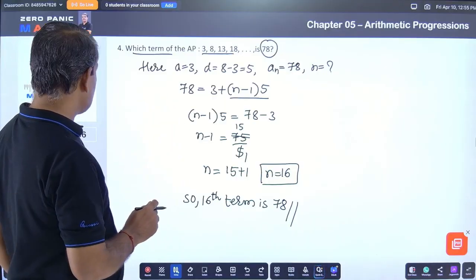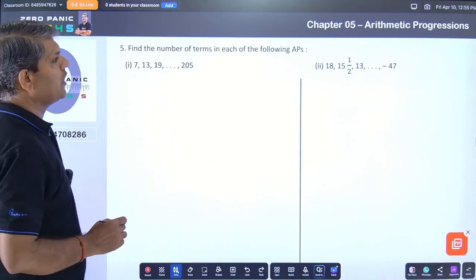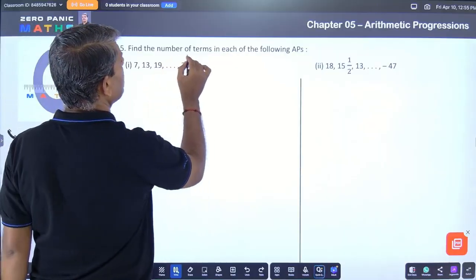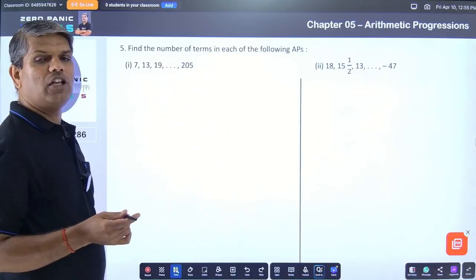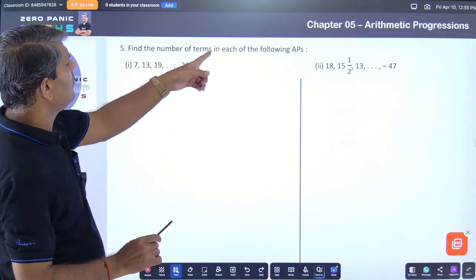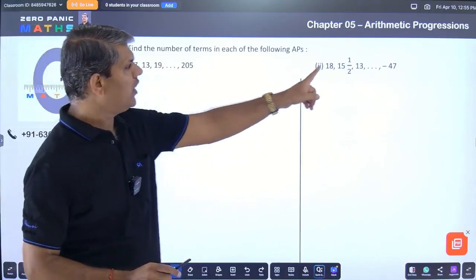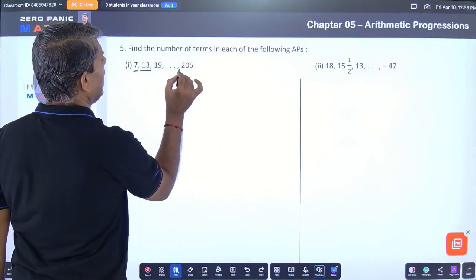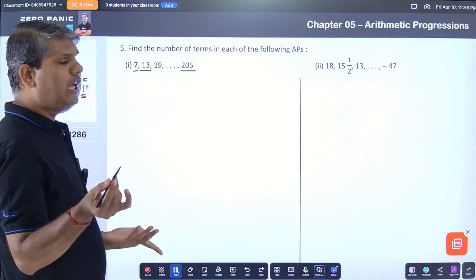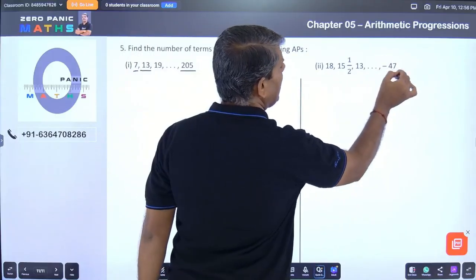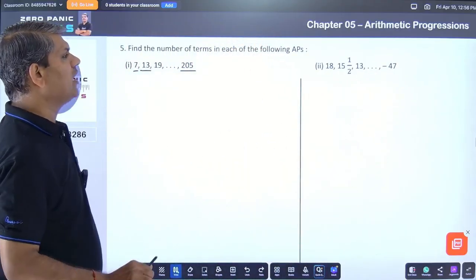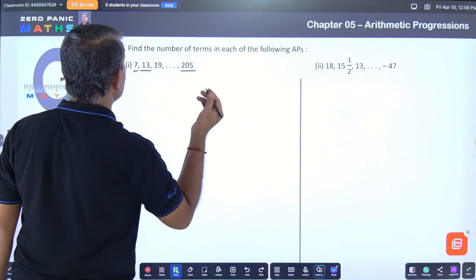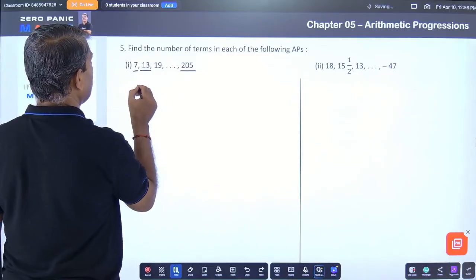Now let us quickly move to the fifth problem. Again we are encountered with two problems here. Find the number of terms in each of the following arithmetic progressions. Again you will have to find the n value. Here a is given, d is given, and a_n is also given. Similarly, if the last term is given, that is considered as a_n or l also. We will come to know what l is in the next sessions.